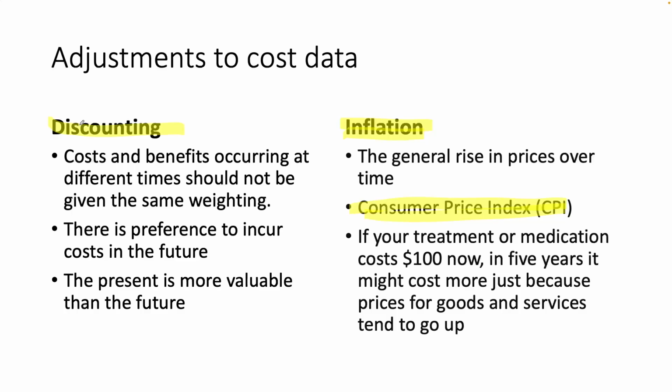So we both inflate our money to make sure that we're in the same year, and then we discount it for anything that happens more than 1 year into the future. One year tends to be the magic mark: if the good or the service is being consumed within the year, we don't do any discounting. But once we go beyond a year, we often discount at about 3% per year.